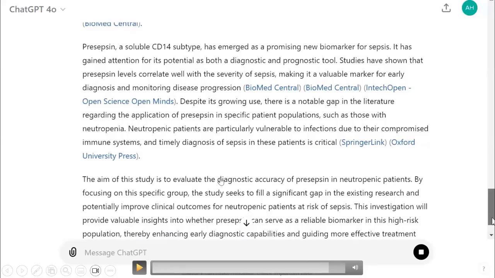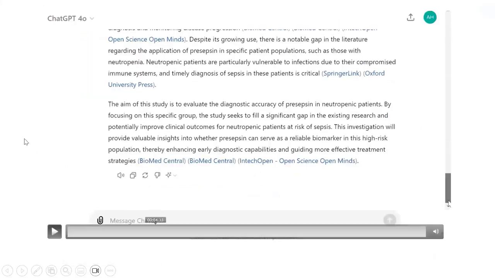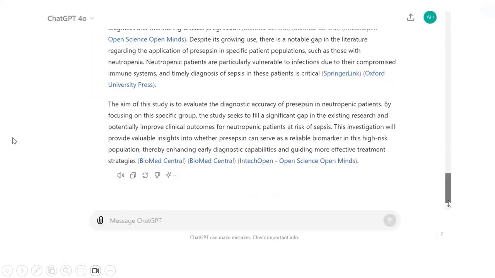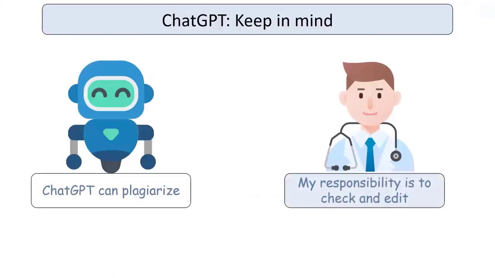The aim of the study is to evaluate the accuracy of presepsin in neutropenic patients by focusing on this specific group, which seeks to fill the significant gap. Here is how ChatGPT wrote the introduction as recommended by our bullet points outlining the introduction. Keep in mind that ChatGPT can plagiarize, so my responsibility as a researcher is to check and edit.